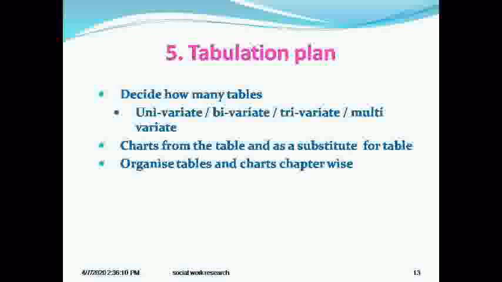Now the tabulation plan. After the master chart is prepared, we need to decide how many tables and what type of tables. There are 4 types of tables: univariate, bivariate, trivariate and multivariate. Univariate means one single variable is represented. Bivariate, 2 variables. Trivariate shows data according to 3 variables. Multivariate table shows the data of more than 3 variables.